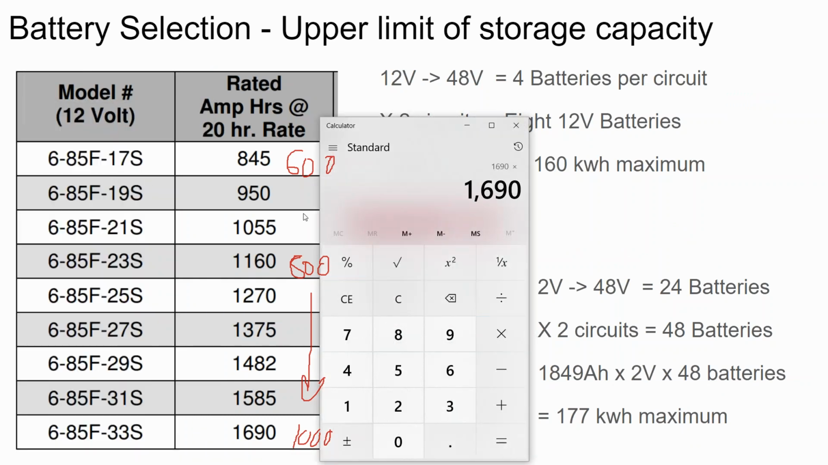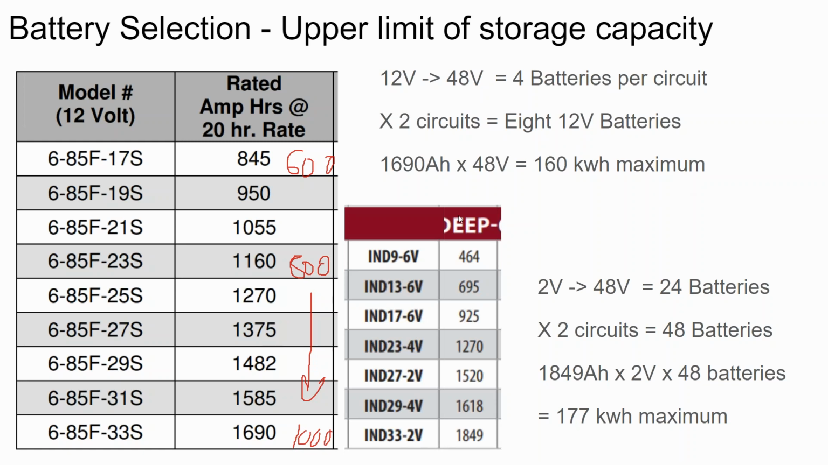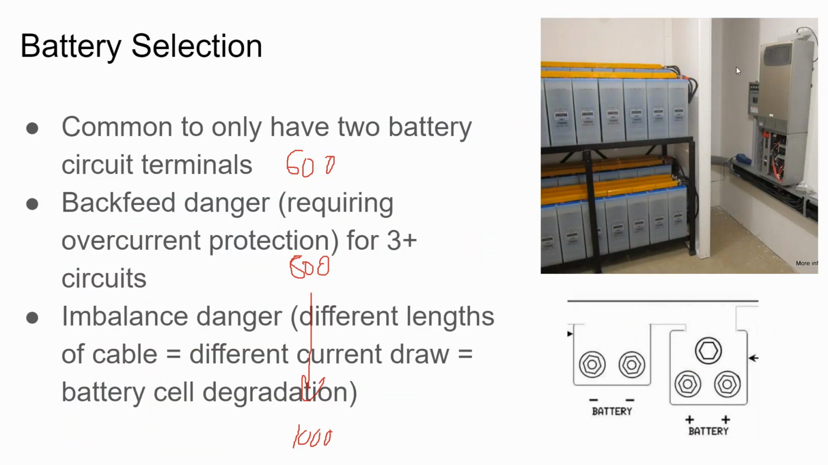1,690 amp hours times 12 volts is 20 kilowatt hours. So let's say we strung 4 of these together in one 48 volt circuit. That would be 80 kilowatt hours. Well, what would happen if I needed 90 kilowatt hours or 100 kilowatt hours? And it looks like the maximum is 80. Well, that's when you start adding multiple circuits of batteries and not just have one circuit.